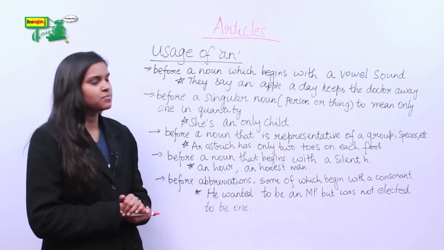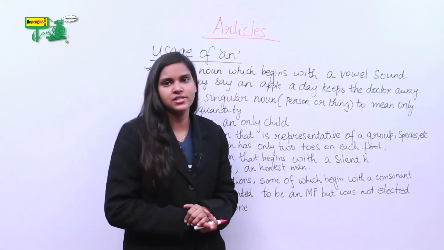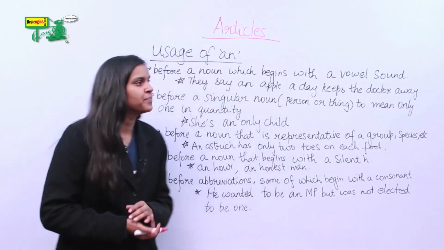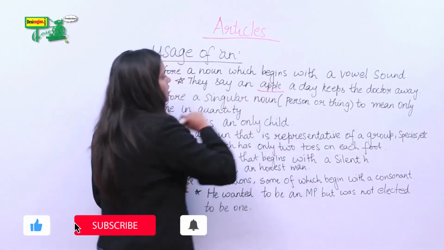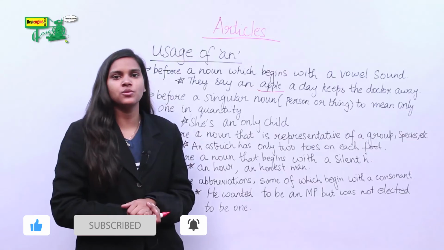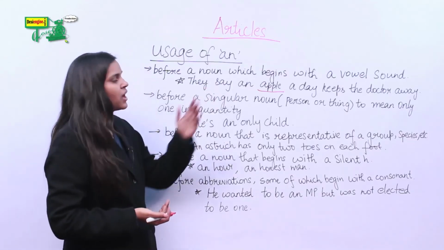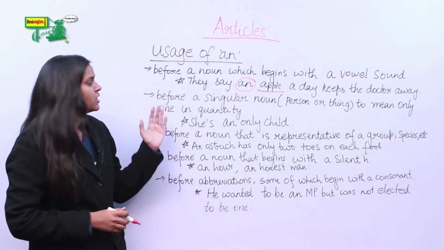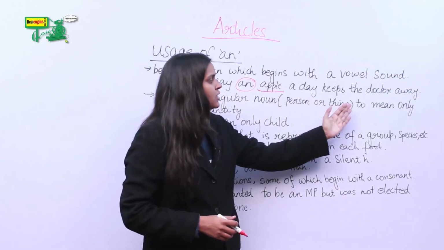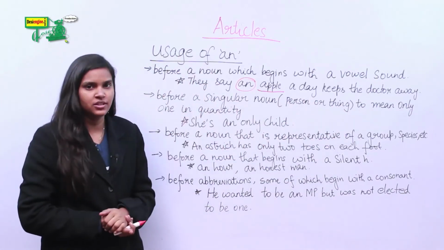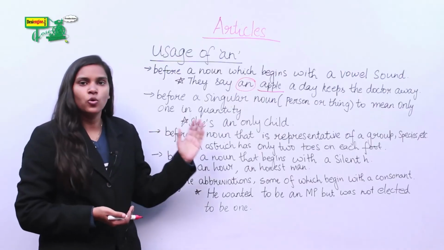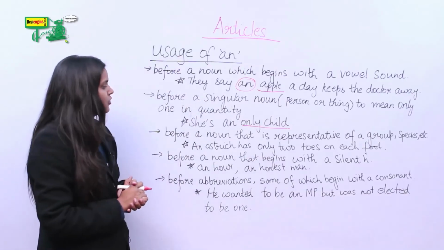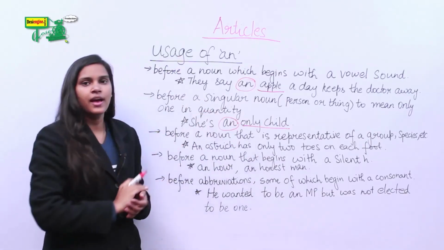Article an is placed before a noun which begins with a vowel sound. For example, they say an apple a day keeps the doctor away. So, here apple begins with a vowel a. Therefore, usage of article an. The next rule is before a singular noun, person or thing to mean only one in quantity. For example, she is an only child. Only child denotes just one quantity. Therefore, usage of article an.